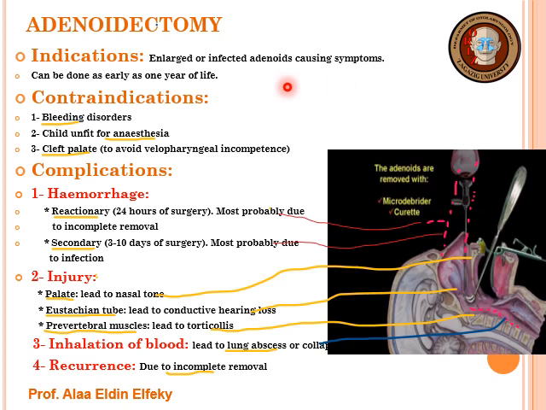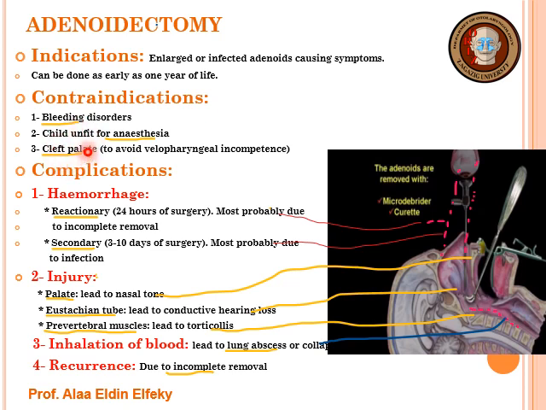This can be done as early as 1 year of life. Any child at 1 year, we can remove the adenoid. What is the contraindication? Generally, any bleeding disorders like hemophilia or purpura and so on, any problem which causes the patient to be unable to use anesthesia, or cardiac problems and chest problems, and cleft palate.